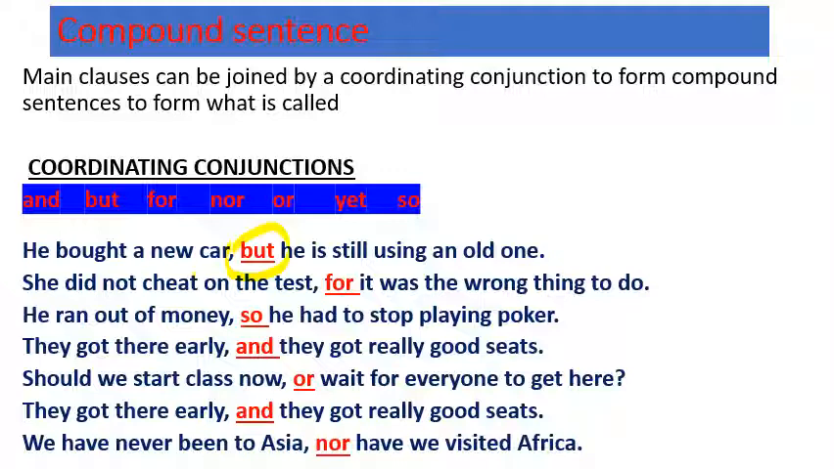I'm trying to combine them using for. She didn't cheat on the test, for it was the wrong thing to do. We don't forget the comma. For some writers, they delete the conjunction and they put a colon instead. You can investigate this in more detail if you would like to.